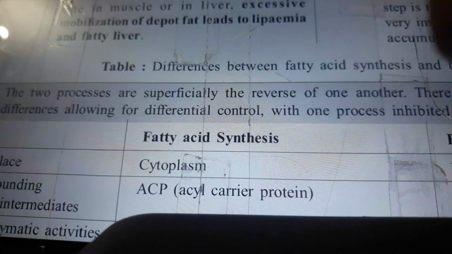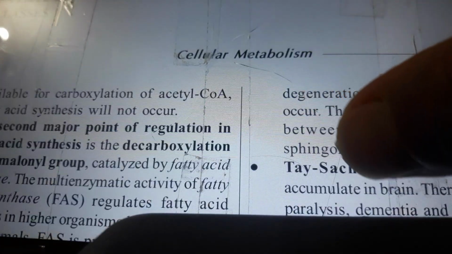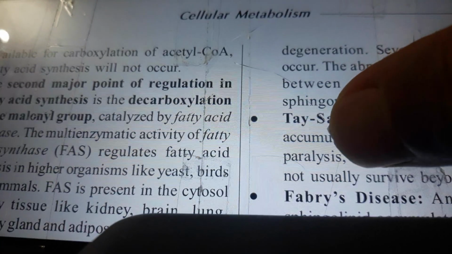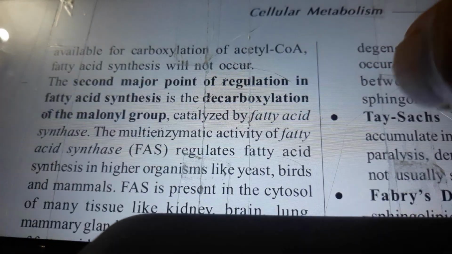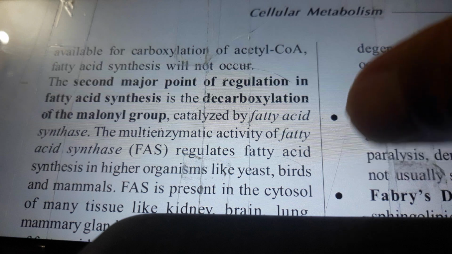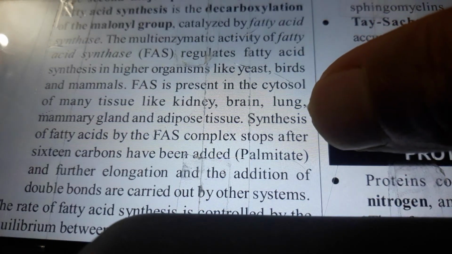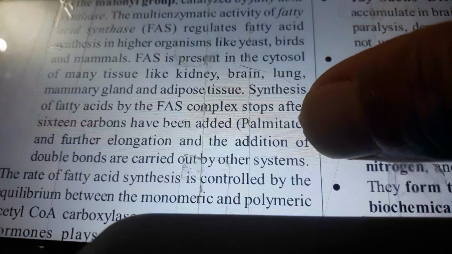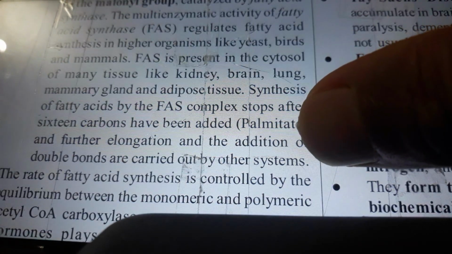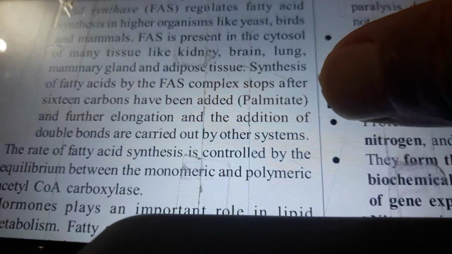If sufficient biotin is not available for carboxylation of acetyl-CoA, fatty acid synthesis will not occur. The second major point of regulation in fatty acid synthesis is the decarboxylation of the malonyl group, catalyzed by fatty acid synthase. The multi-enzymatic activity of fatty acid synthase, FAS, regulates fatty acid synthesis in higher organisms like yeast, birds, and mammals.